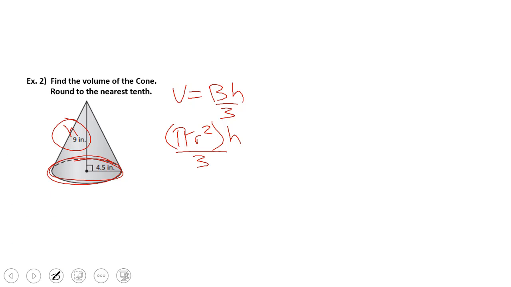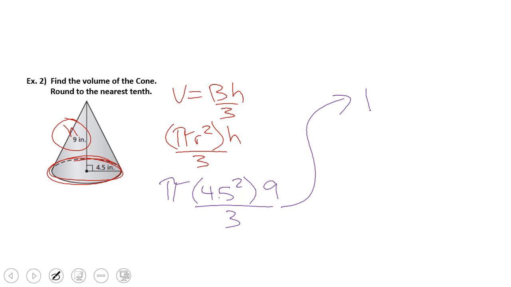Putting in our numbers, we have our pi, and we have our radius. Once again, they were nice enough to give it to us: 4.5 squared. The height of our cone is 9, and we're dividing by 3. Then we're going to continue on by simplifying. I have pi, and 4.5 squared happens to be 20.25. And then I can see this.